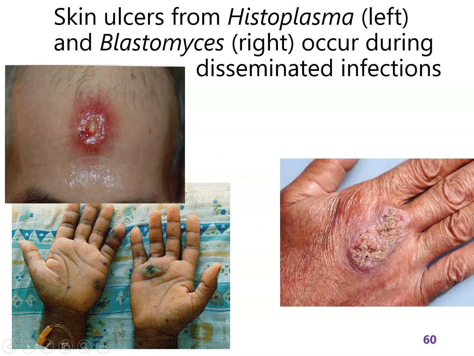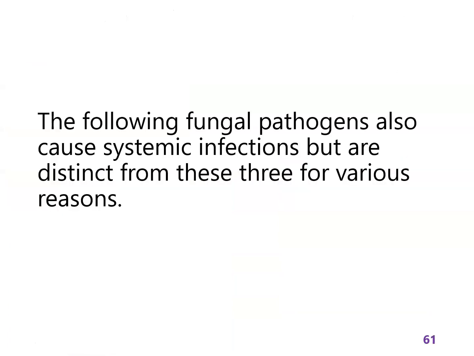So these are thought of as systemic fungal pathogens. They cause systemic diseases, and you should be aware of them. There are a lot of other fungi that cause systemic infections, and we are going to look at them. But those are all distinct from the previous three. We cannot group the others the same way, and that's partly because they will have different symptoms and signs, or they'll have a recognizable constellation of symptoms and signs, and some other reasons.